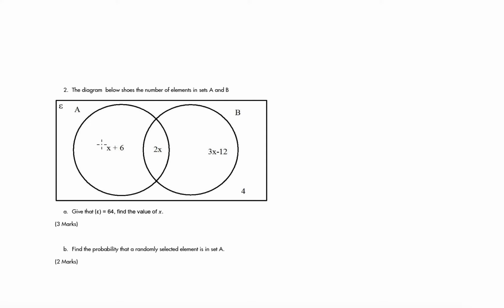The diagram below shows the number of elements in sets A and B. Given that this is 64, find the value of x. So a little symbol appears up here as well. So we can assume that this means the total of all the elements in the set. So we have a total of 64. And we know if we add them together, we should get 64.